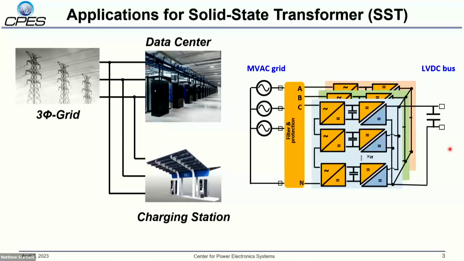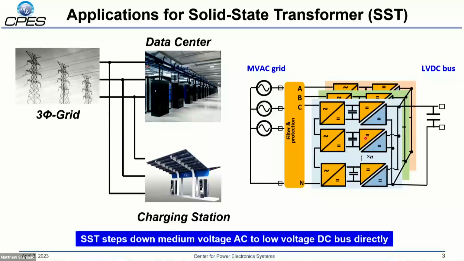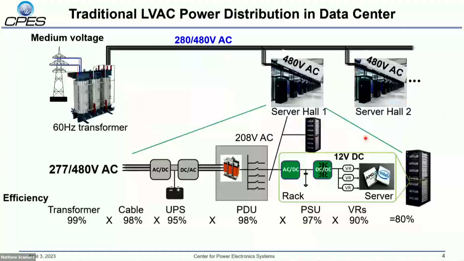The solid-state transformer is an interesting topic at this moment to directly step down the medium voltage from the grid to the data center or fast charging applications. The most typical prototypes have a 2-stage structure. The first stage is the cascaded H-bridge circuit, and the second part is an isolated DC-DC stage. With the help of this solid-state transformer, we can directly step down the medium voltage AC to the low voltage AC to achieve a smaller footprint and a higher efficiency.